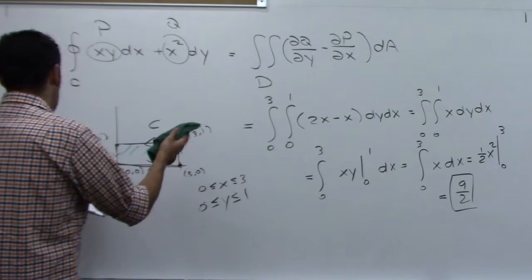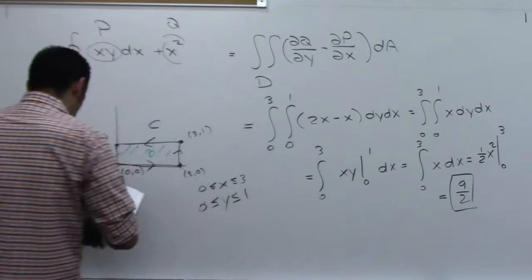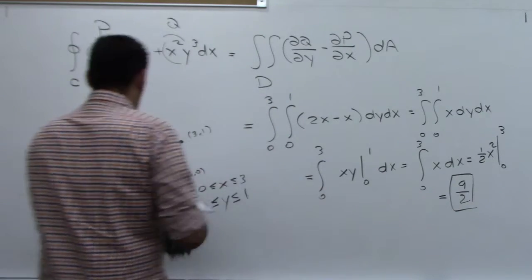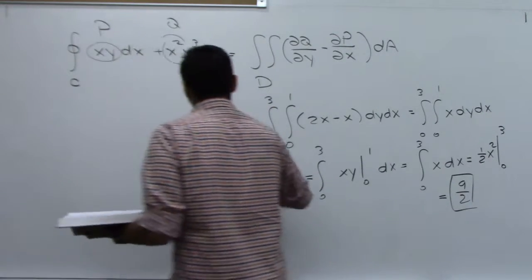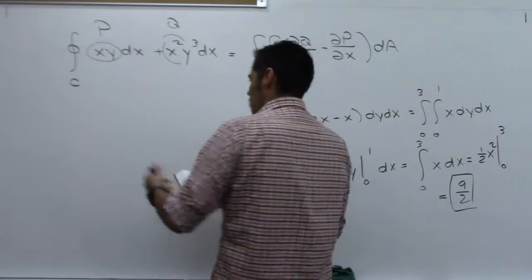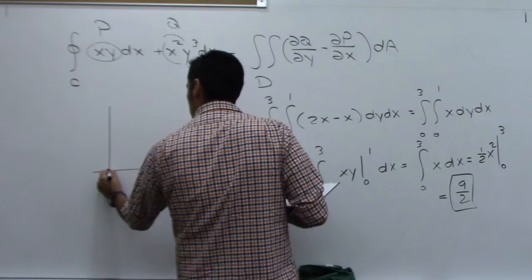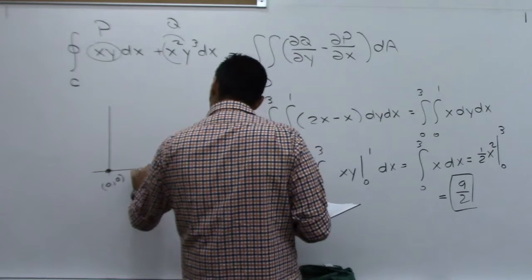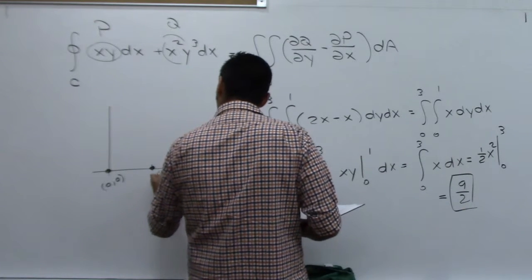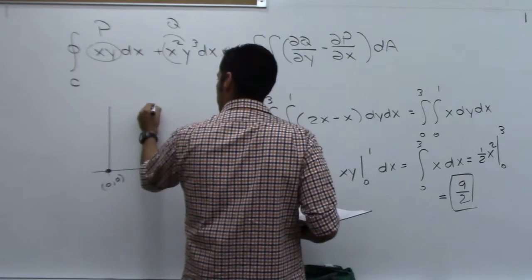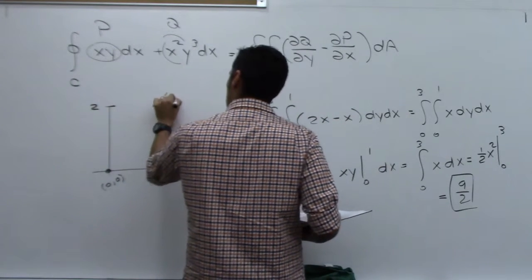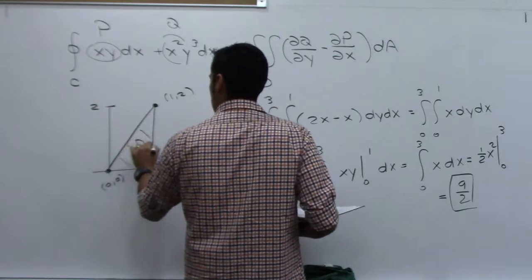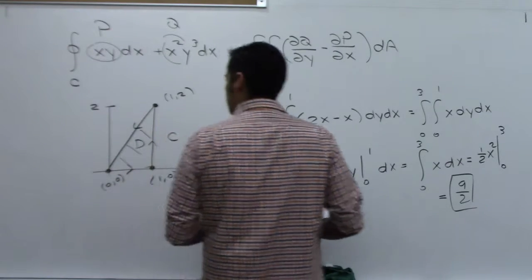So this will be x squared y cubed dy. And then our region is going to be the triangle with vertices (0, 0), (1, 0), and (1, 2). So here's our region D. We'll say our C curve goes like that.